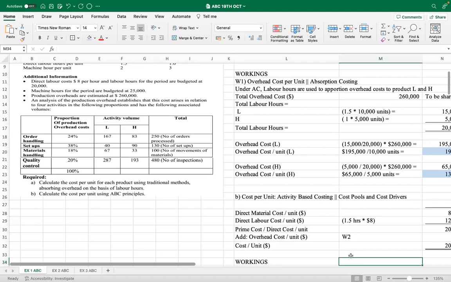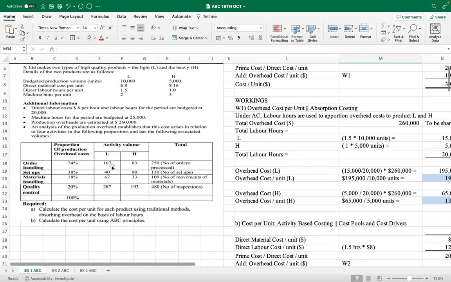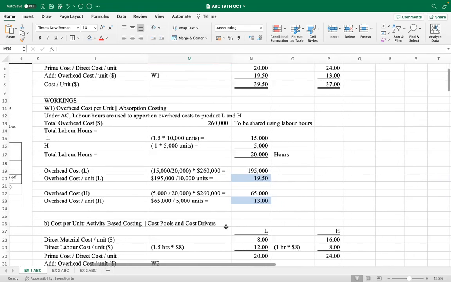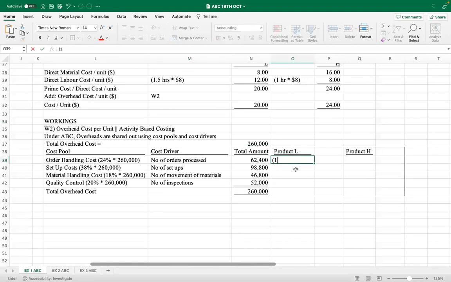Okay, so let's go back. We want to apportion using 167 and 83. Look at what I'm doing here. For product L, we will take 167 divided by 250 times 62,400. You get your answer.